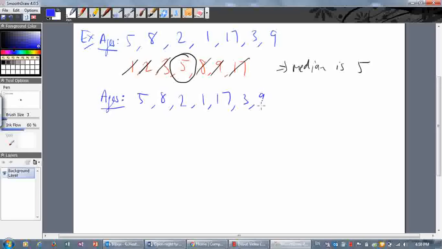17, 3, 9, and 11. Okay, so we've added another one. Someone else has come along and we've gone, oh, we better put you into the data. And they come and say, oh, I'm 11 years old. It's like, all right, we'll put you in. So here we go. Let's do it again from smallest to largest.